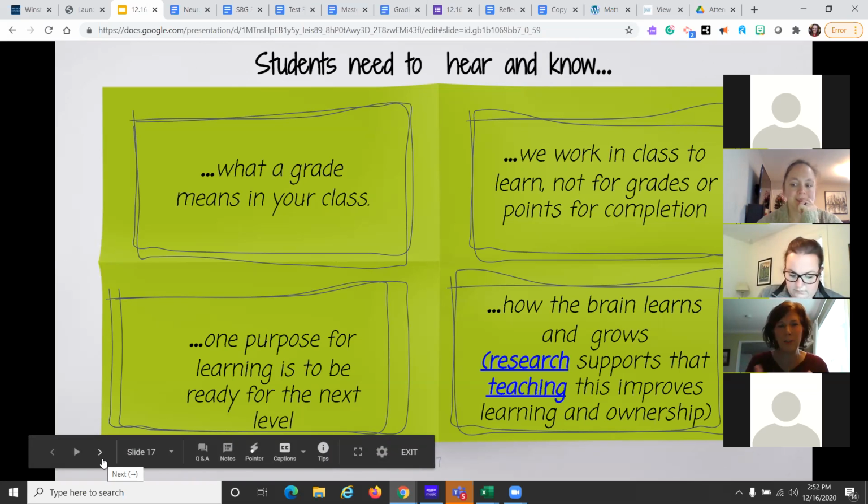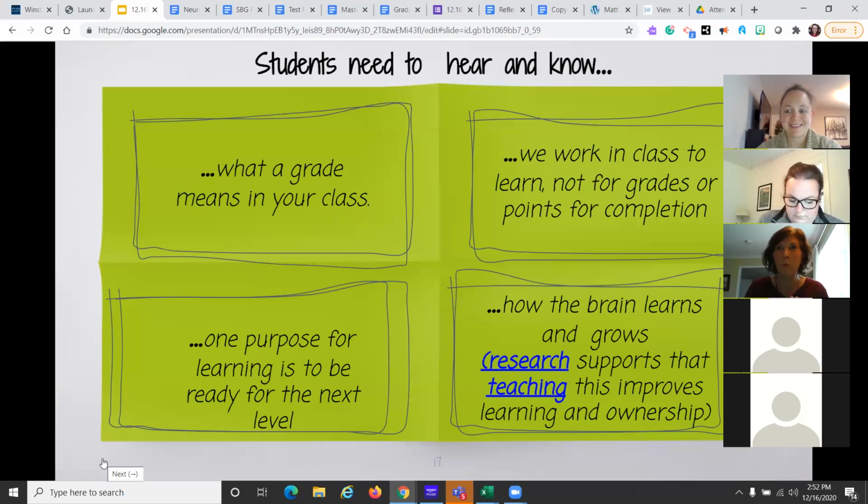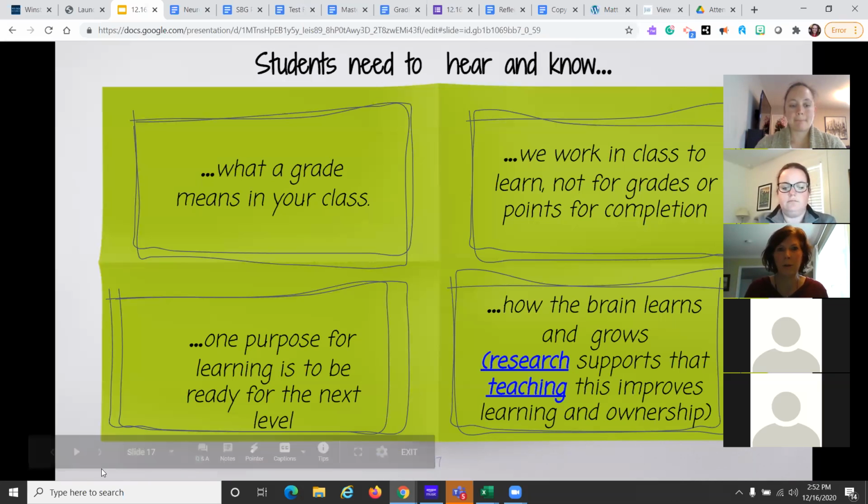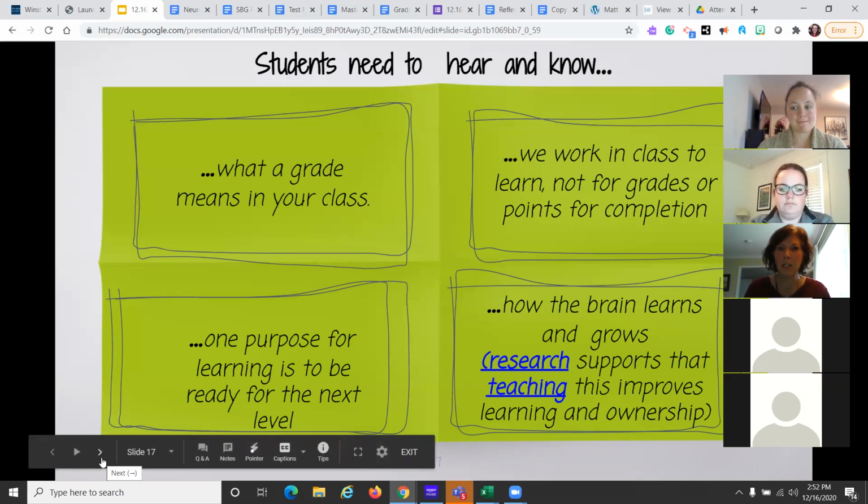But my starter statement will be, for whatever our standards are, we must be assessing that in some way. And if we're assessing that in some way, then that is the piece we would use for our evidence of learning, for our grades. Now, if I'm going to be doing that, then I need to be communicating to my student what it is that grade means.